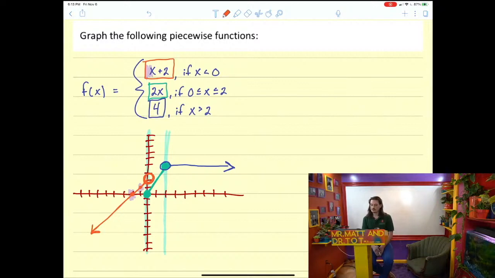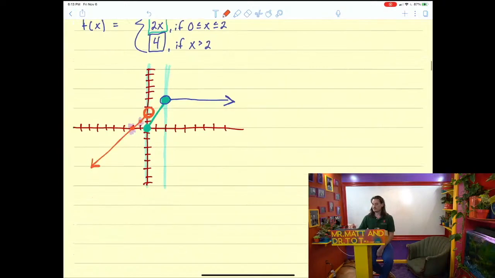And then for the third function, f of x is just equal to 4, so we have a horizontal line starting at x is equal to 2 and continuing rightward towards positive infinity. The domain, however, is exclusive to x is equal to 2. It's x is greater than 2, not greater than or equal to, so we have a hollow dot at x is equal to 2. If you have any questions, then please let me know.